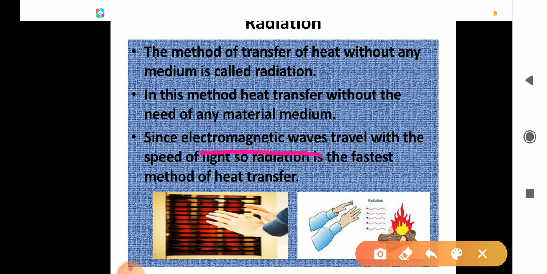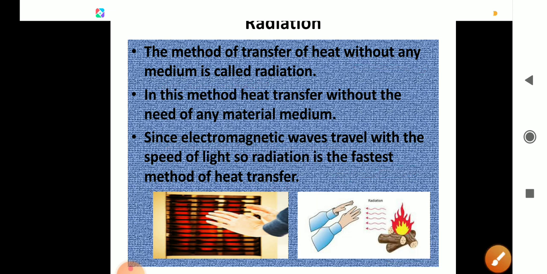And the speed of these waves is equal to the speed of light. Because it is equal to the speed of light, that's why it is the fastest method of heat transfer. Getting it? The first thing is that in this method, there is no need of any medium. Second, the heat travels as electromagnetic waves, and the speed of electromagnetic waves is equal to the speed of light. That's why it is called the fastest method of heat transfer.